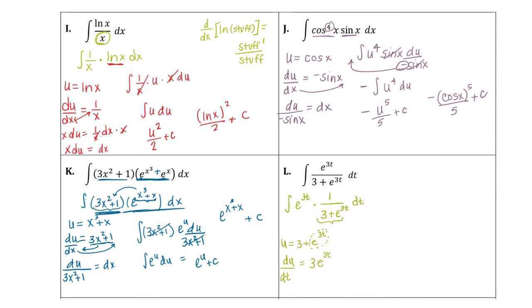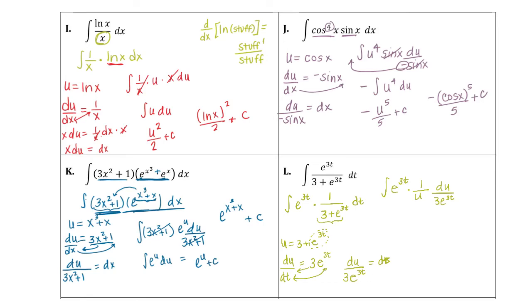So notice that does work out nice. Again, we are going to solve for dt, and hopefully you're seeing that pattern now with solving. So we see that du over 3e raised to the 3t is going to be equal to dt. And so when we come back up and we do our u sub, we have the integral of e to the 3t from the original times 1 over 3 plus e to the 3t. That's what we said we wanted u to be. And dx, or dt, I swapped variables there. Sorry, guys. So dt is going to be du over 3e to the 3t.